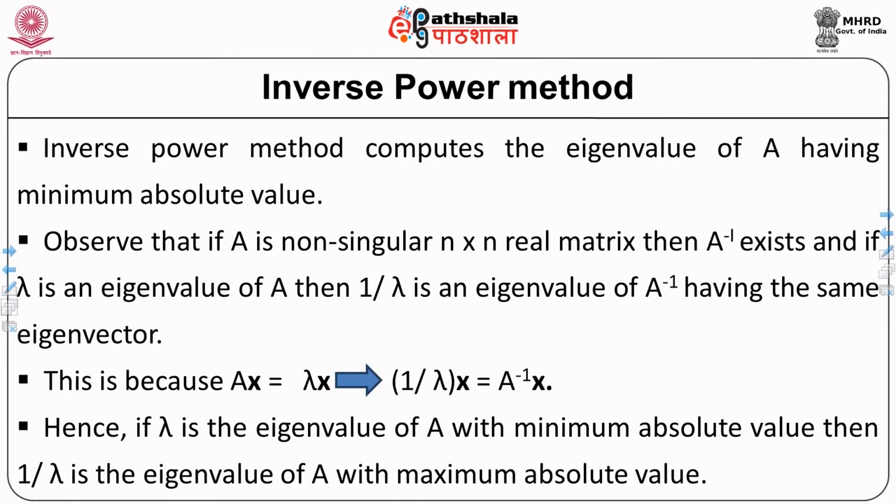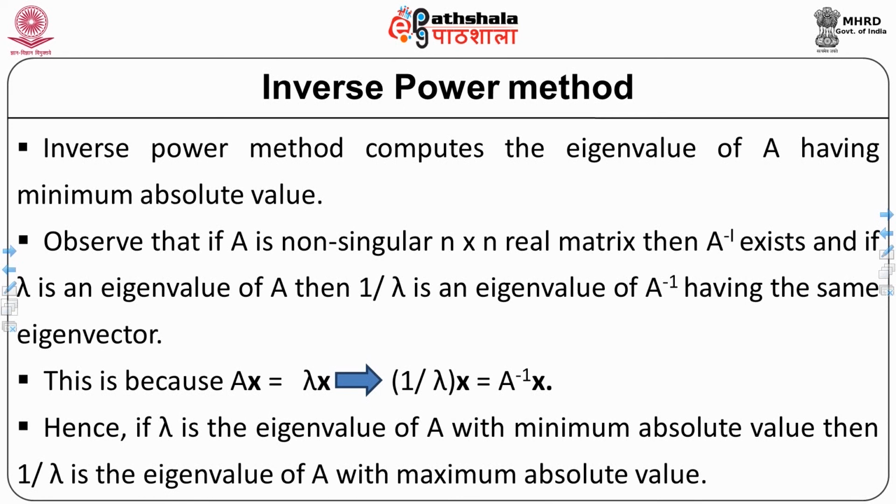Now, the inverse power method computes the eigenvalue of A having minimum absolute value. If you want the eigenvalue with minimum absolute value, one observation is very simple here: if A is a non-singular matrix, that means A inverse exists, and if lambda is an eigenvalue of A, then 1 by lambda is an eigenvalue of A inverse having the same eigenvector. And why is this so?